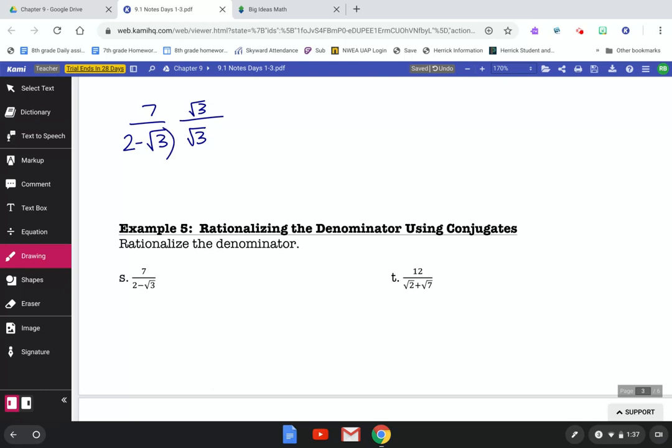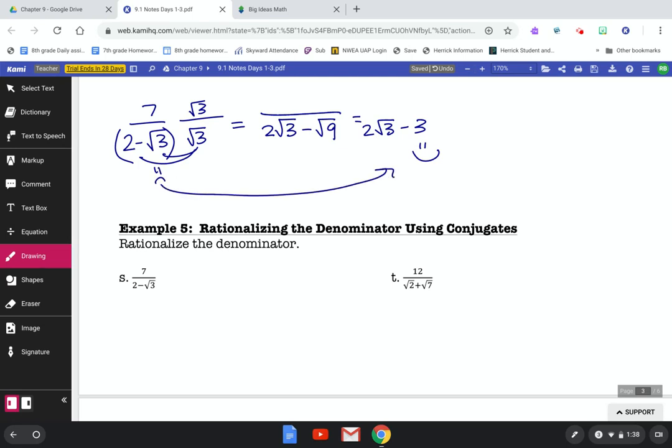But the problem with this is when you just multiply by the square root of 3, if we were to distribute this, okay, the goal is to get rid of the radical symbol in the denominator. We now have 2 root 3 minus the square root of 9 in the denominator, which equals 2 root 3 minus 3. So yay, we got rid of it where it originally was here. But now this one, we added a radical symbol. So that did not help get rid of the radical symbol in the denominator.